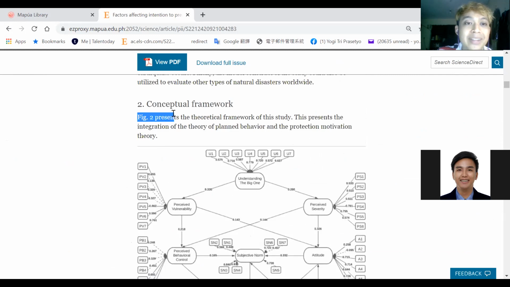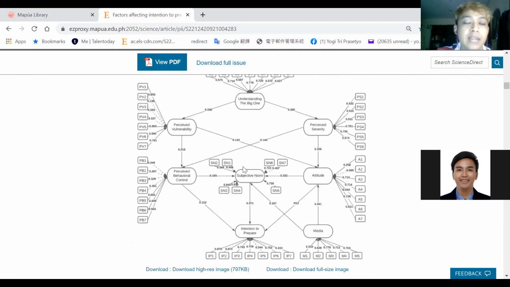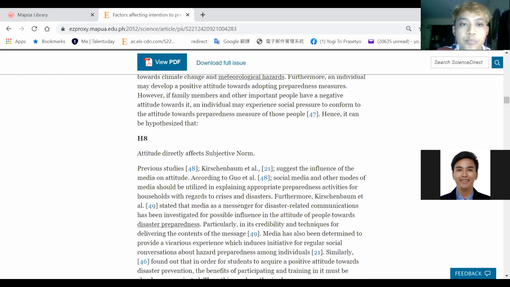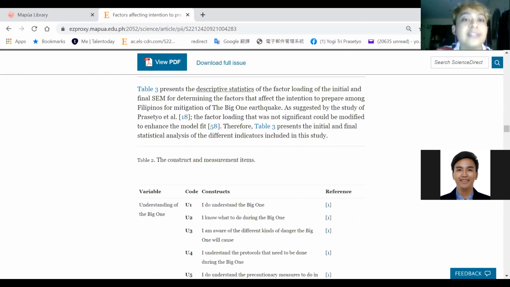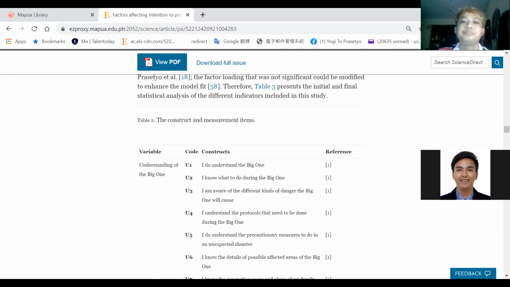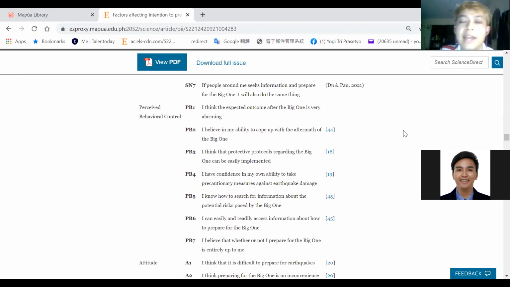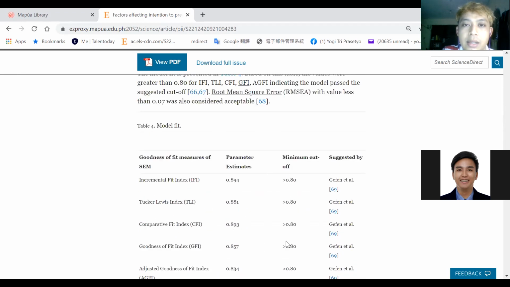Anyway, for example, this one: Figure 2 represents the theoretical framework of this study. So the same thing, every time you would like to present something, a table or a figure, use the present tense. But if you would like to explain the findings inside, then you have to use the past tense. Okay. Any questions? So far it's okay, right? Then I will go to the next one.